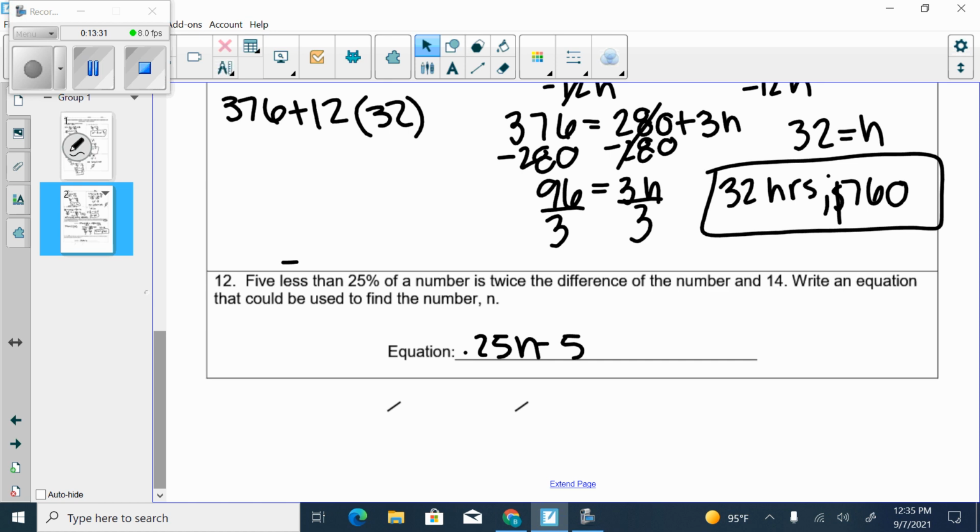Nice. Then we have that word is. What do I put when I see is? Equals. Twice. What does twice mean? Times 2. Very good. The difference of the number and 14. Again, do we know what the number is? What does difference mean? Subtract. And that one we didn't have to solve. It just asked us to set up.